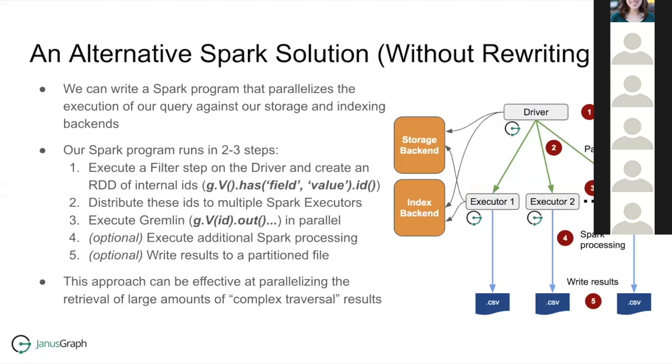So from my experience, this can be pretty effective at parallelizing the retrieval of large amounts of these complex traversal results. And it's not that difficult to write. It's basically this pretty straightforward framework that once you have it in place, you can plug and play any business processing logic into it that you'd like.